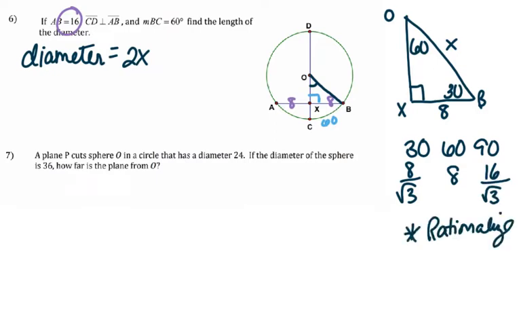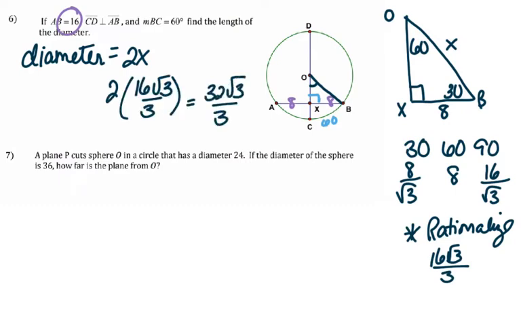I'll rationalize that now because that's the number I need. And so I get 16 radical 3 over 3. That represents x, which is OB. And in my circle, go back to the original circle, segment OB is a radius. If we're looking for the length of the diameter, we double up that measure. And if we double up 16 radical 3 over 3, we get 32 radical 3 over 3.